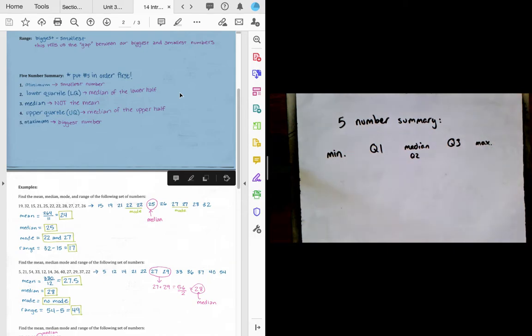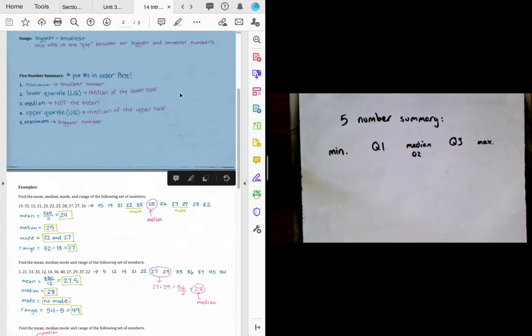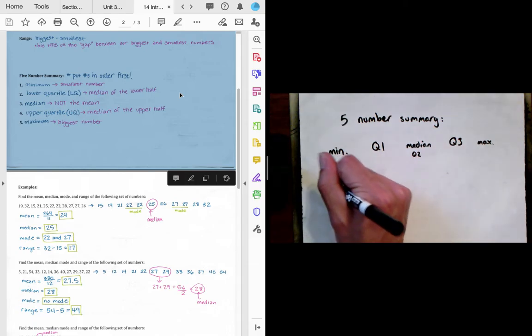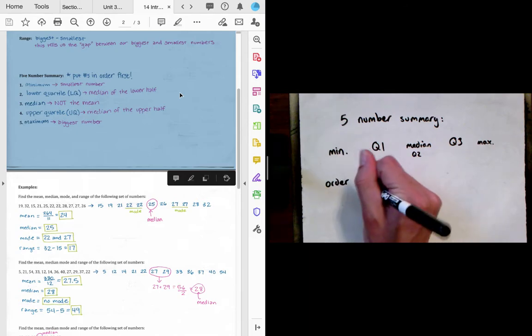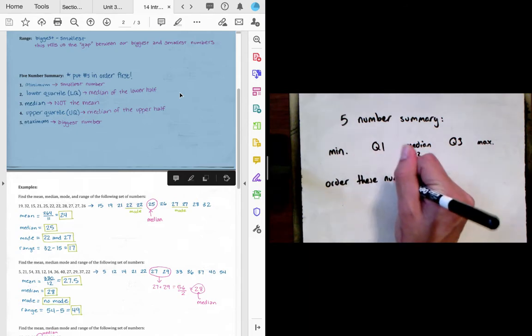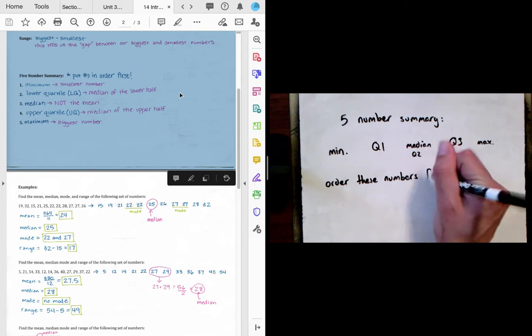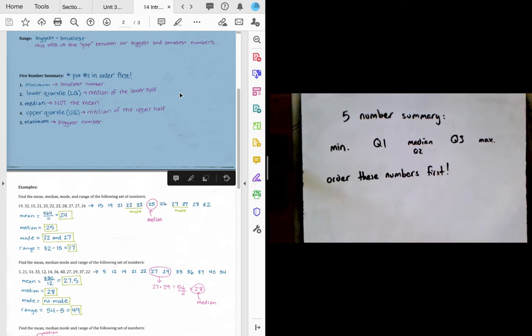Now we've discussed how to calculate the median already. The minimum is simply the smallest value in the whole data set, and the maximum is the largest value in the data set. So it's really important that we order these numbers first. We want to put them in order, just like we were calculating the median. Then we have to talk about what is Q1 and what is Q3. Remember that the median is that middle value.